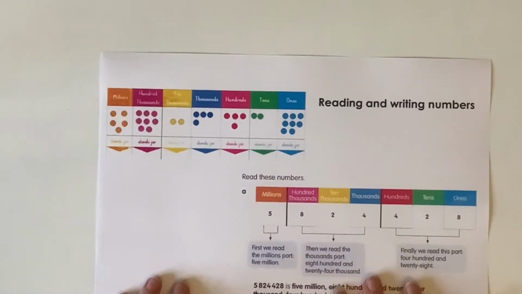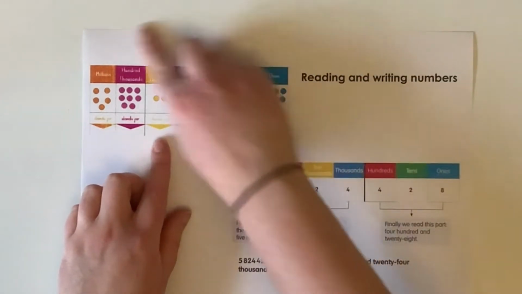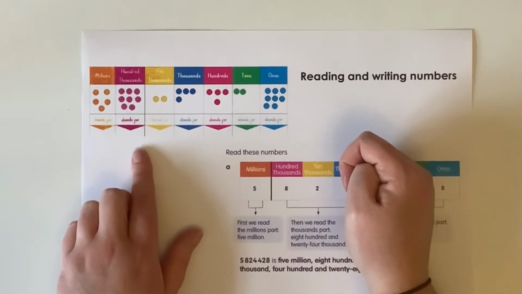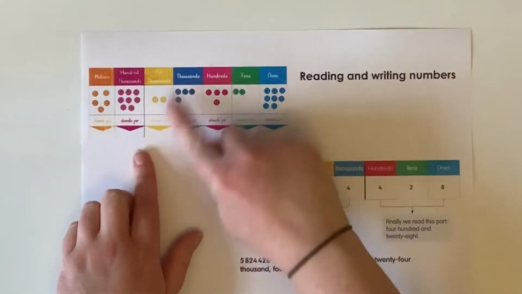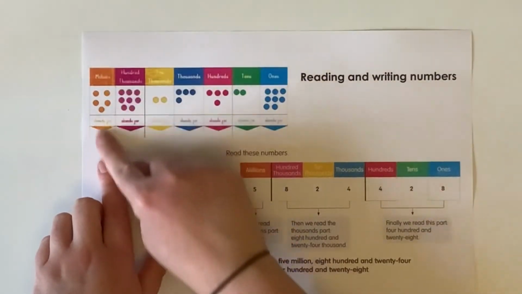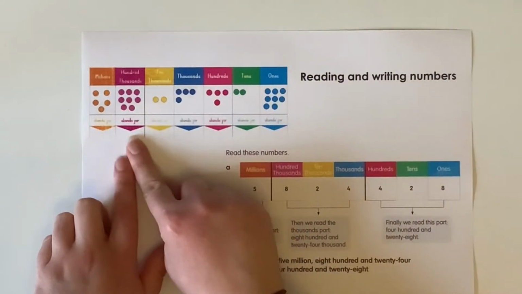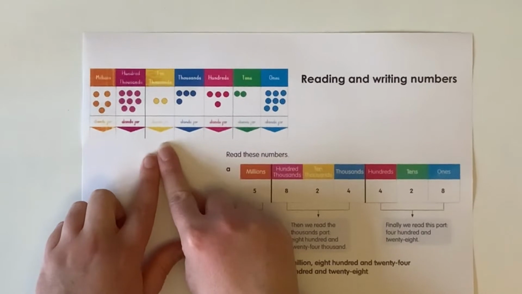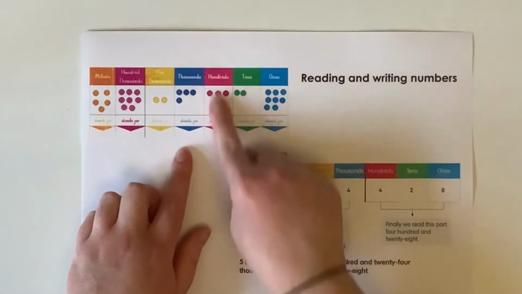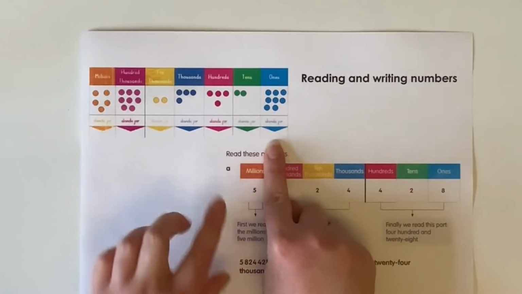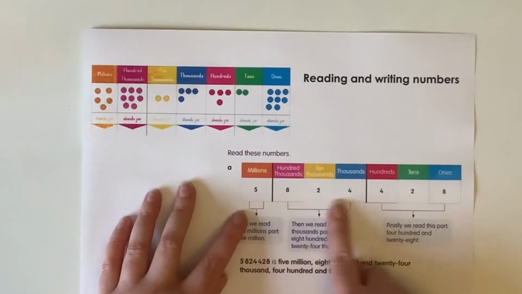So let's start off by recapping quickly reading and writing numbers. If we start off looking at this place value chart, thinking about what this actually represents. I've got my place value here, and then I've got my counters. What is being represented here? 5 millions. Then in my 100,000s column, I've got 800,000s, 2 10,000s, 4 thousands, 4 hundreds, 2 tens, and 8 ones. Which when I write this number, it would look like this.